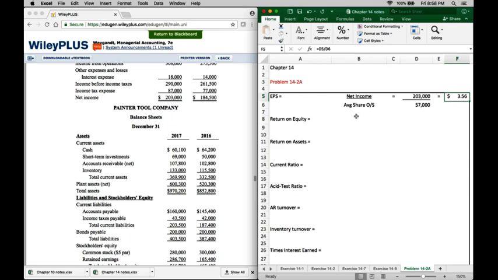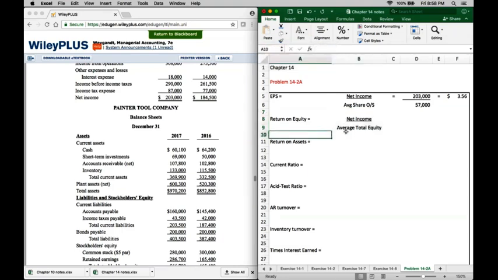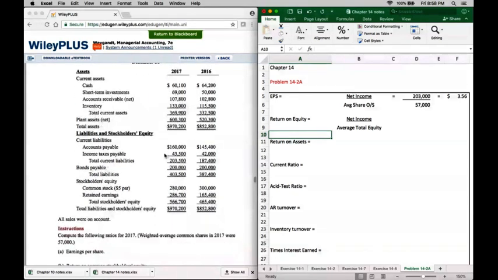The next is return on equity. Return on equity is calculated as net income divided by average total equity. Net income again is 203. The average equity will be these two numbers, 566,700 plus 465,400, divided by 2. That will be the average equity number.